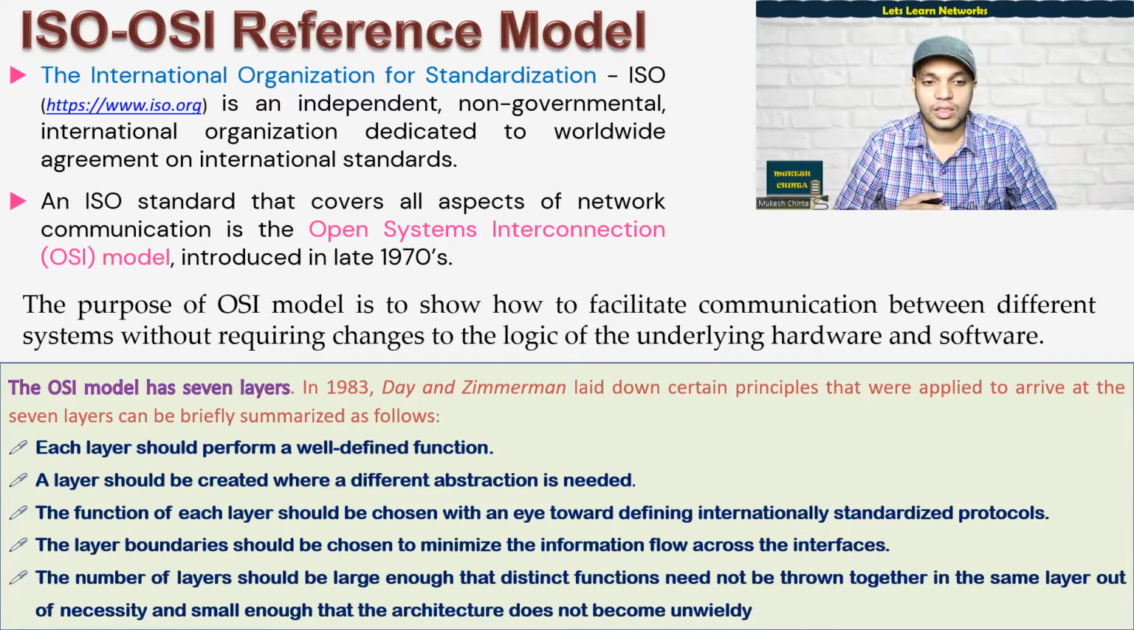And finally, the number of layers should be large enough that distinct functions need not be thrown together, and at the same time, not so small that the entire architecture becomes unwieldy. You can't have too many layers, and you can't have too few. Based on these principles, the OSI model was proposed with 7 layers.